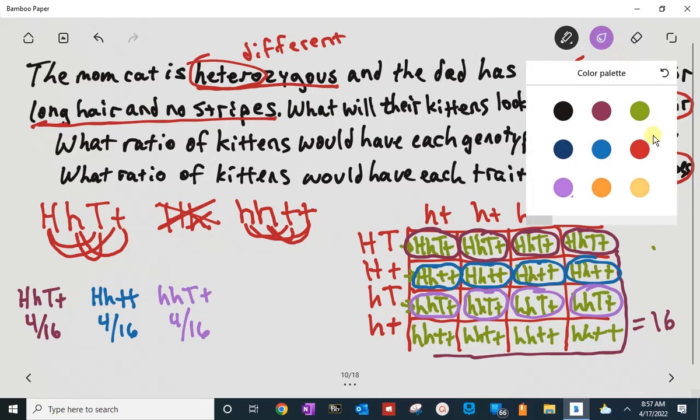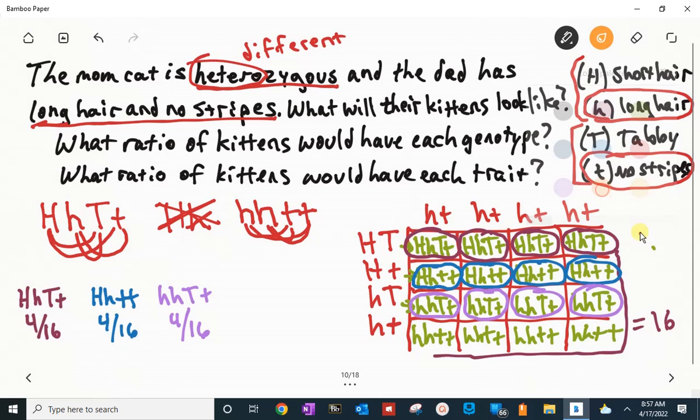And then finally the last one, we have all homozygous recessive. Homozygous recessive for long hair, homozygous recessive for no stripes. And we have 4 of those. So that's going to be 4 out of 16.